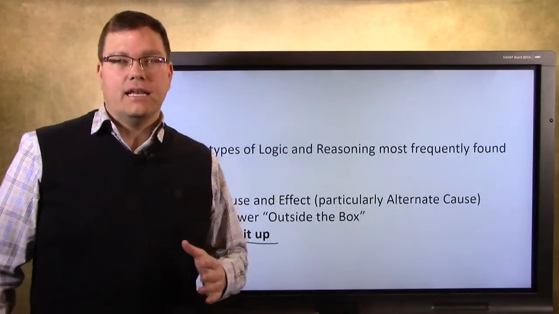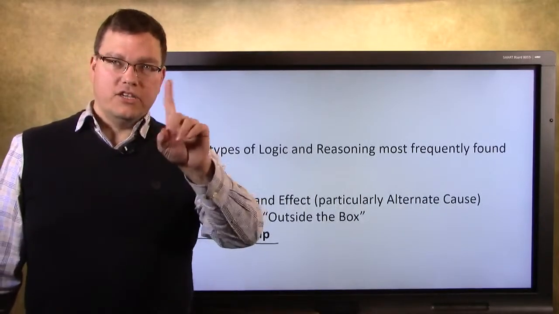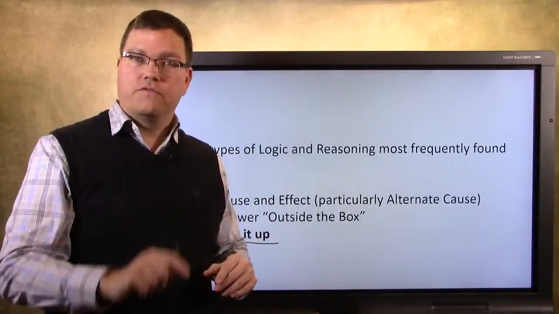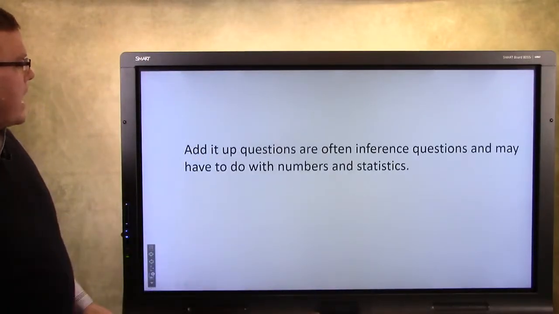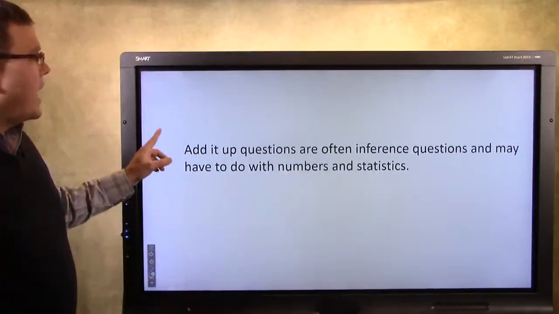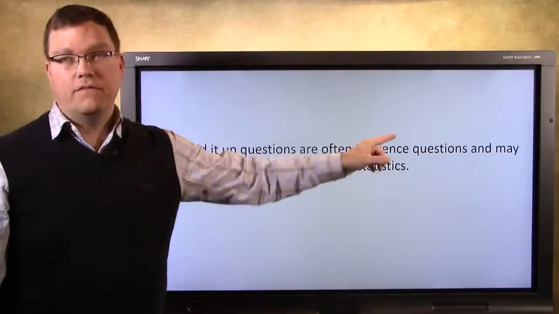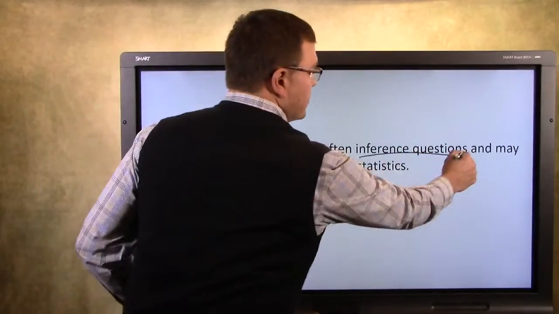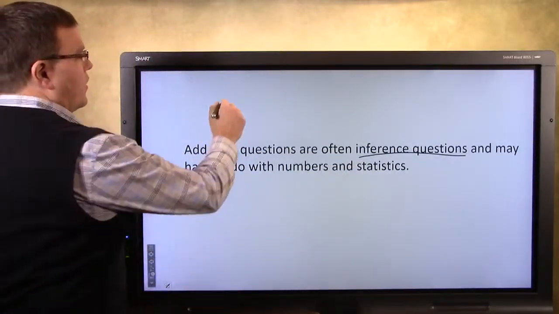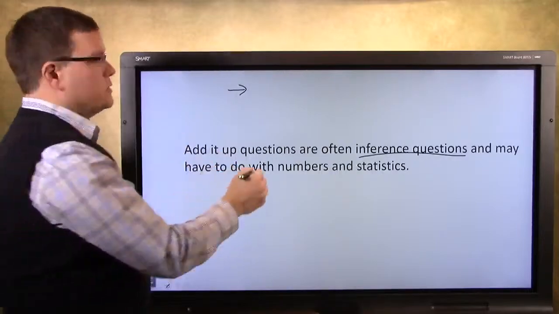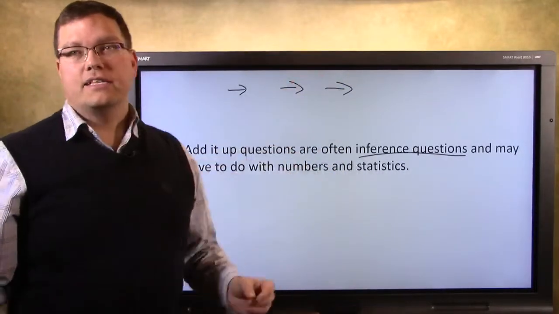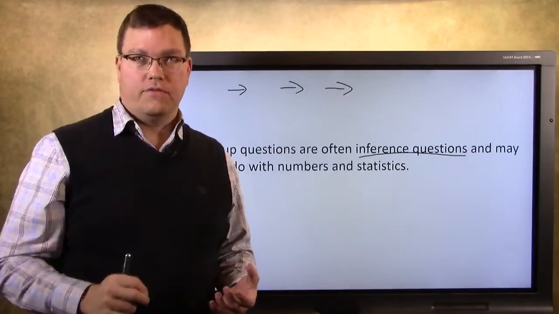So for this add it up, I wanted us to actually take just a peek at the stimulus, not the entire question, but just the stimulus for an official guide. So this question is actually going to be from the official guide. We're just going to look at the stimulus together. Added up questions are often inference. If you're going to add it up, you're often going to add up an inference question, right? Something like, if he wins, then this person is elected, and then this person is appointed, something like that.